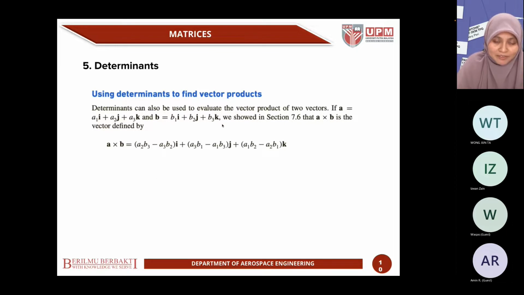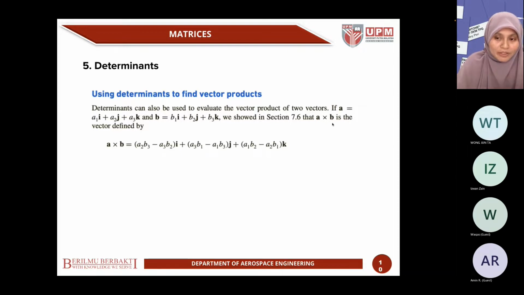Okay, remember vector last week, using determinants to find the vector product. So we can use the concept of the determinant of a matrix to find vector products. If you have the vectors A1, A2, A3, this vector can be written as a matrix with 3 rows because we have 3 components, and 1 column. The same for vector B. So you can find the product.